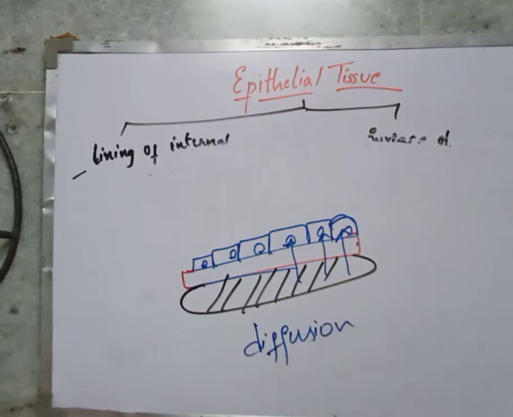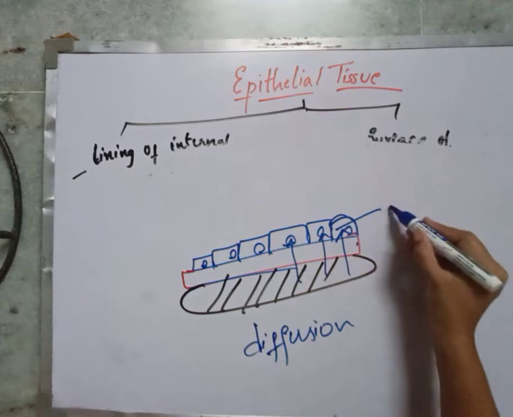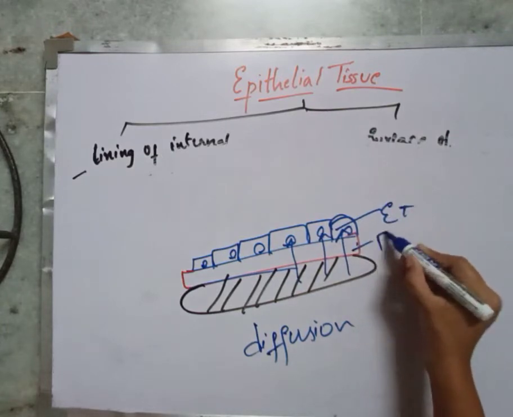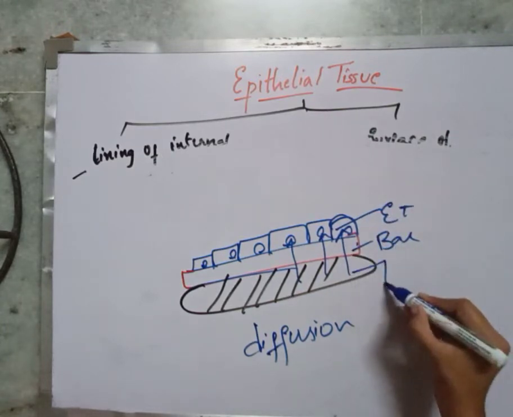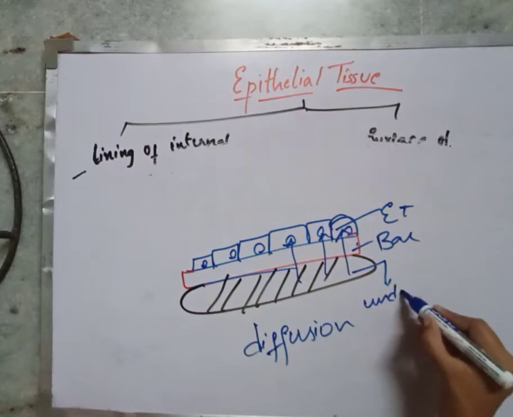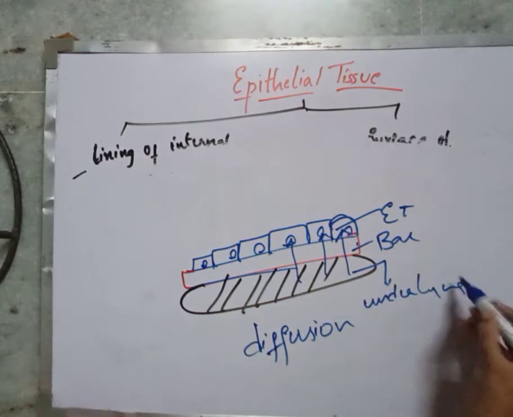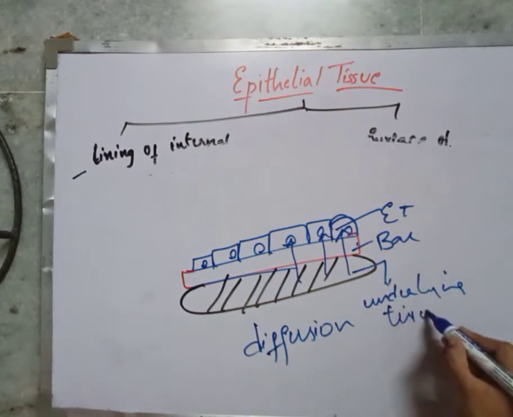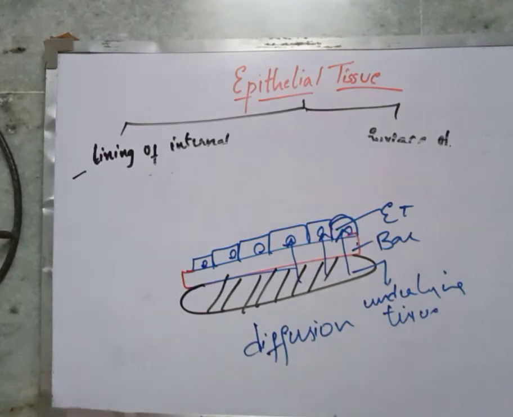So this is about the structure. So this is an epithelial tissue and this is a basement membrane and this is an underlying tissue. So this is about the structure. So we can now learn about the different types of epithelial tissue and the examples.